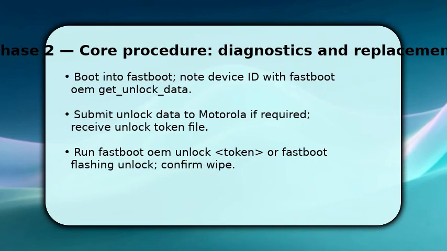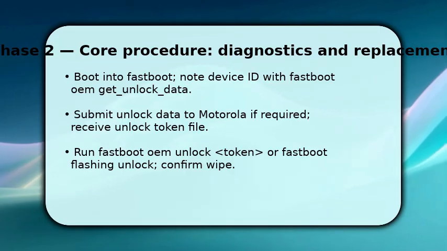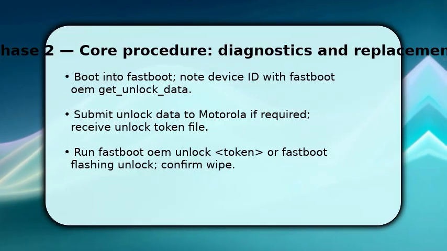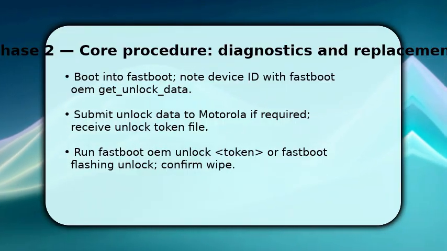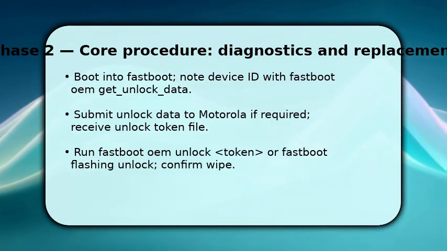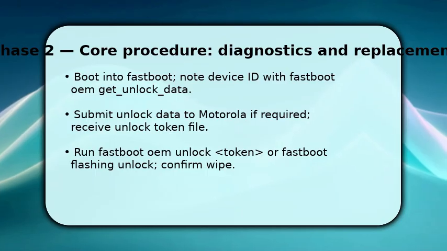You now obtain the unlock token and perform the actual unlock. Boot the phone into fastboot mode and run fastboot oem get_unlock_data to extract the device string, copy those lines exactly. If Motorola requires a request, submit that string to receive an unlock token file or code.